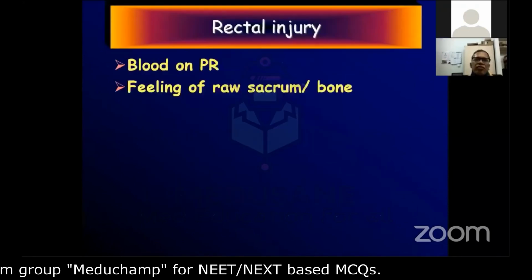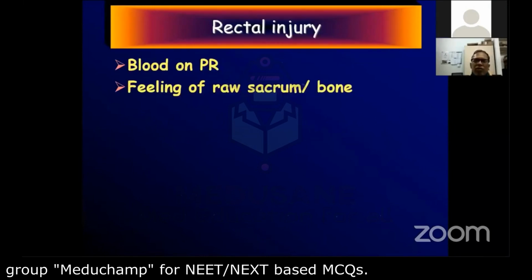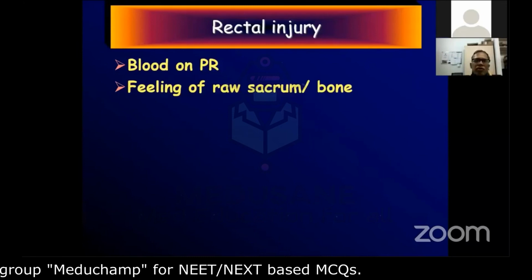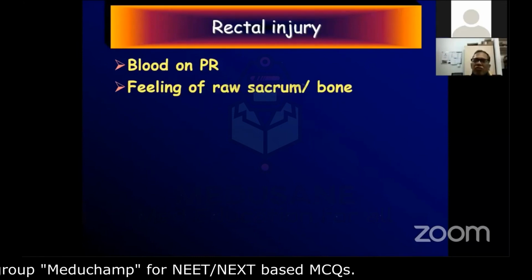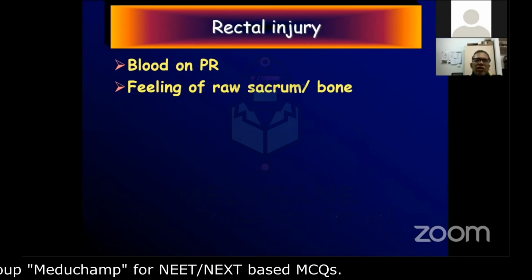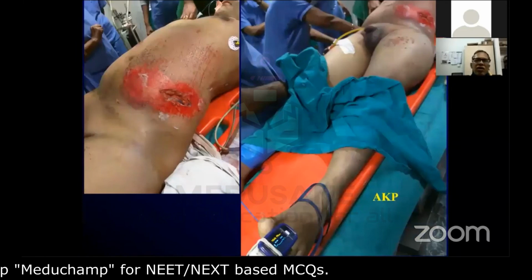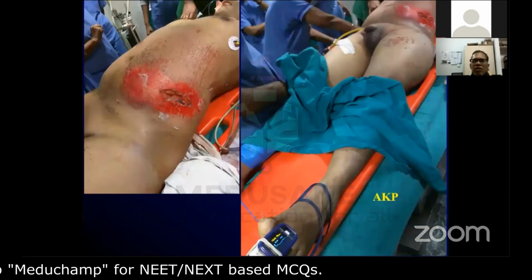Rectal injury. You must think of rectal injury if there is blood on per rectum or on PR examination. Number 2, feeling of raw sacrum. Bone you can feel on PR means definite rectal injury. In that scenario, you can see one of the rectal injuries. It was detected very late when he came to us because he had femoral artery injury as well.